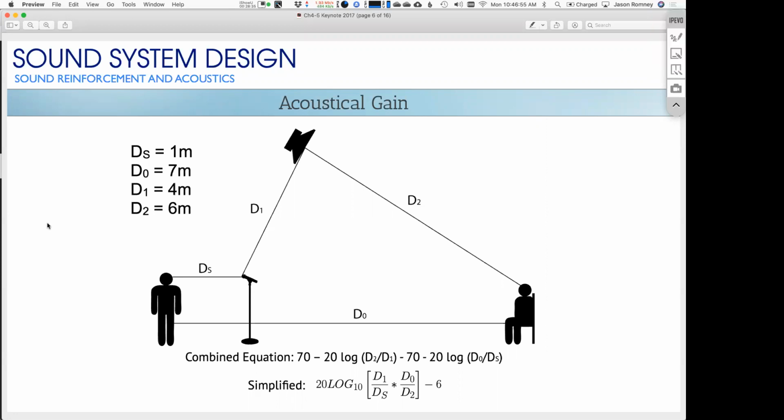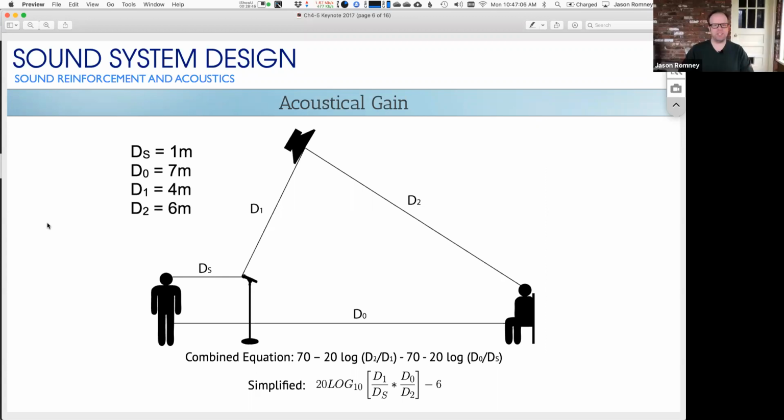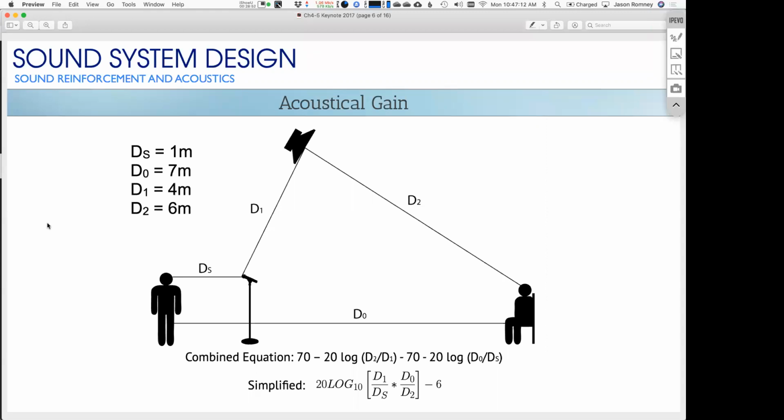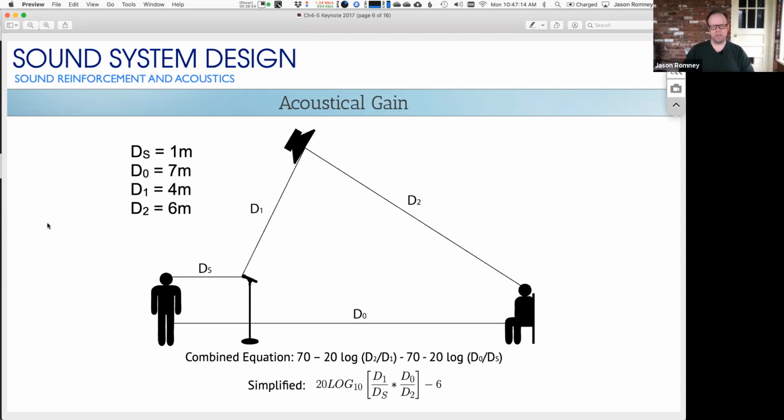I have a question. On the equation that you have on the slide that's up right now, the simplified one, why do we subtract 6 at the end of it? So that's to be 6 dB below feedback. If you don't have that, basically you are at feedback, right? And you want to be 6 dB below that point where it starts feeding back. So we call that the safety factor.